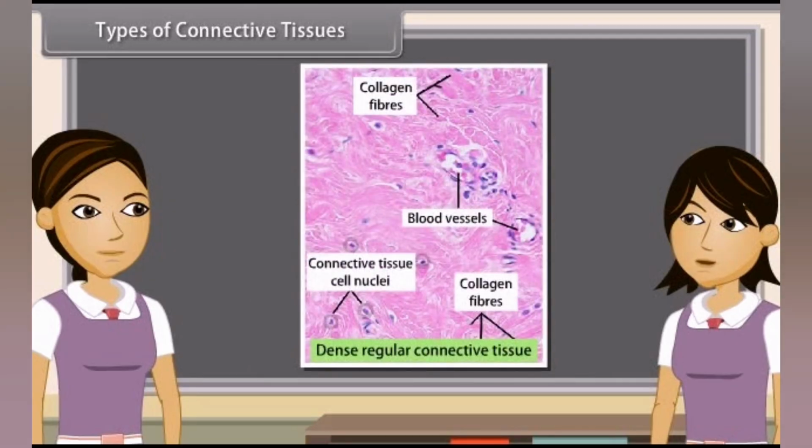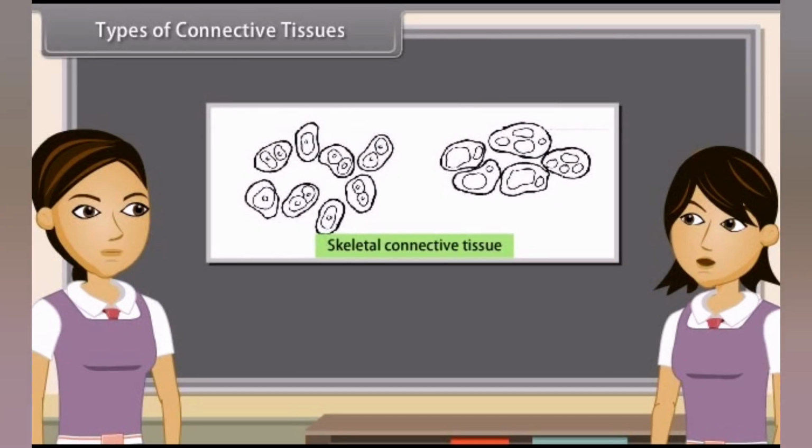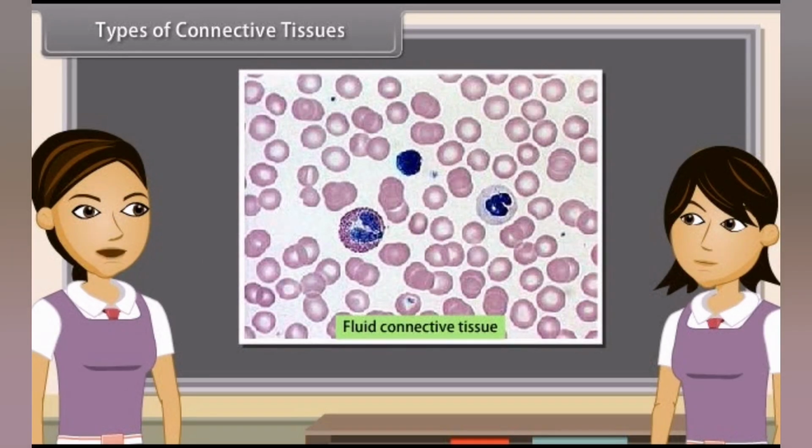Dense regular connective tissue has orderly and densely packed fibers and cells. Dense regular connective tissue is a main component of tendons and ligaments. Adipose connective tissue is basically an aggregation of fat cells, also known as adipocytes. These fat cells are oval or round, filled with a large droplet of fat. Skeletal connective tissue contains cartilage and bone, which form the endoskeleton of vertebrate body. Fluid connective tissue links the different parts of body and maintains a continuity in the body. It includes blood and lymph.